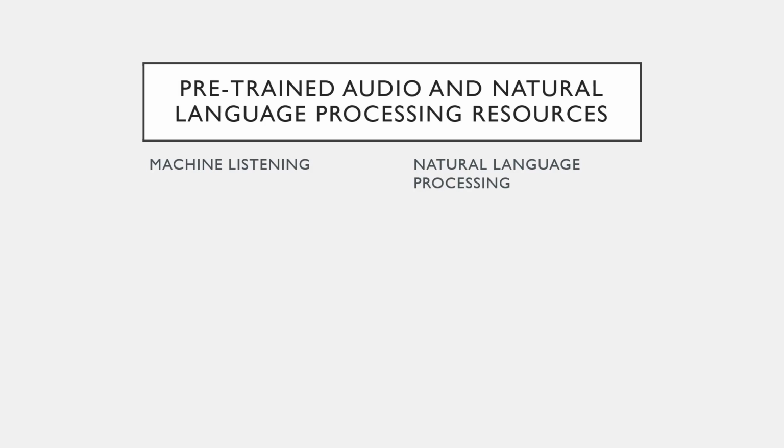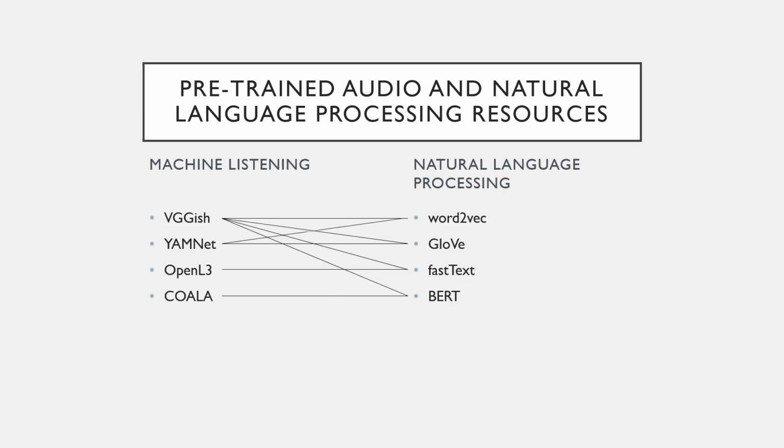We decided to use models that have proven successful in many different tasks. As audio encoder models, we choose DCASE, YAMNet, OpenL3, and COALA. And as word embedding models, we use Word2Vec, GloVe, FastText, and BERT. To assess their performance, we test all combinations of those and a few more settings.